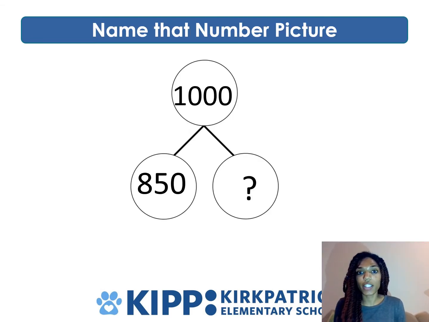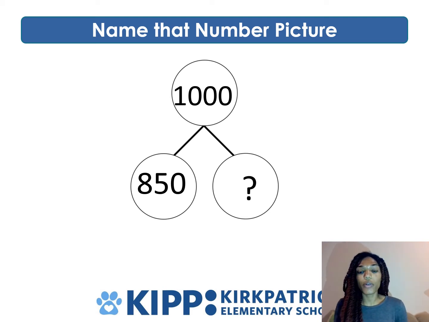Here we see a number bond, and it tells us what the whole is. The whole that we're trying to get to is 1,000, and then there are two parts, but one part is missing. We know one part of 1,000 is 850, and we don't know how much more we need to make 1,000. So the way I like to do it is you start with your whole, 1,000, and then you can count backwards by the number that they give you to figure out what you're missing.